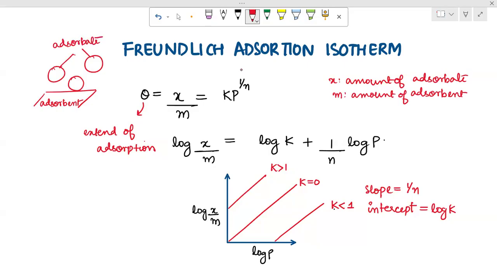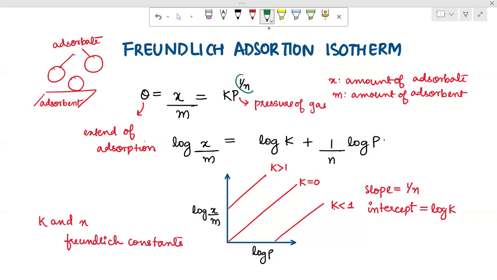So theta is equal to the amount of the adsorbate divided by the amount of the adsorbent, which is equal to Kp to the power 1 by n, where P is the pressure of the gas and K and n are Freundlich constants. Correct. Now, in certain textbooks, you can see that this is written as Kp to the power n. The point to be noted is that this power, whatever this value is, always comes between 0 and 1. Always.